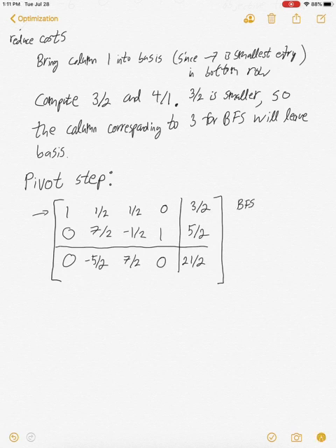So now our associated basic feasible solution, let's just write it down to see what's going on. Well, we're going to have 3 halves now in the first coordinate. The next 2 columns are not in the basis. Third column is in the basis. It's the 5 halves. So this is our new basic feasible solution.